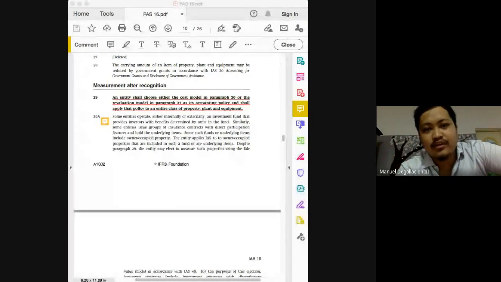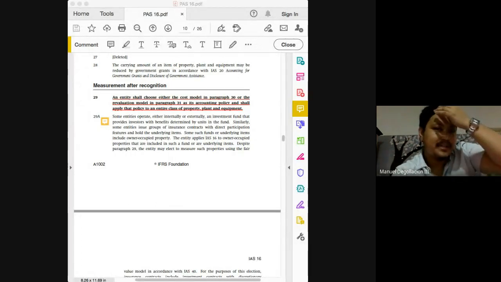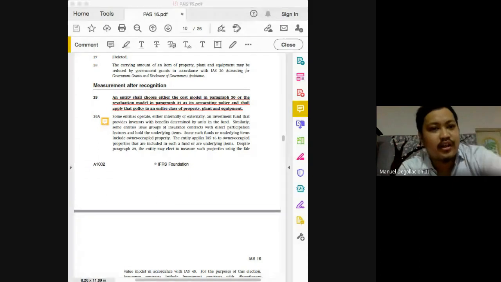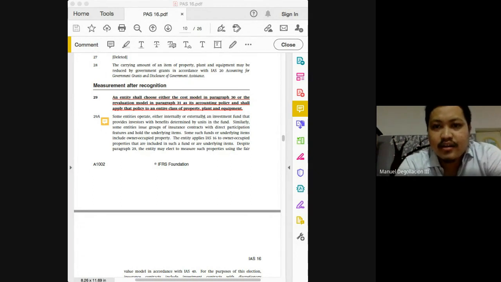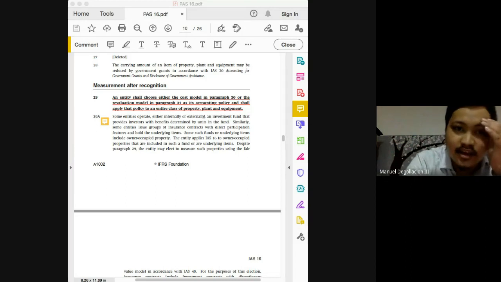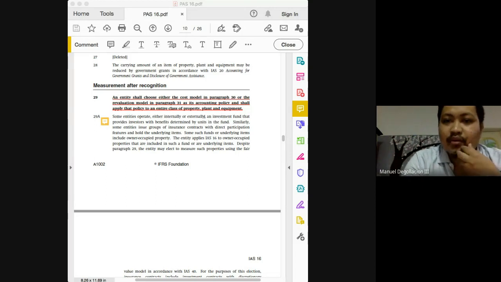We'll be focusing on subsequent measurement, the measurement of our PPE subsequent to its initial recognition. And paragraph 29 is very clear, class. An entity shall choose either the cost model as discussed in the standard or the revaluation model as discussed in paragraph 31 as its accounting policy, and shall apply that policy to an entire class of property, plant, and equipment.